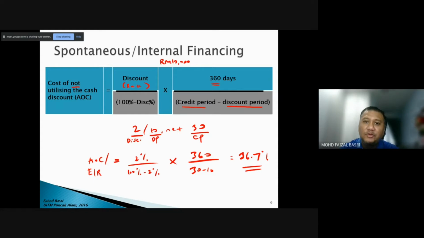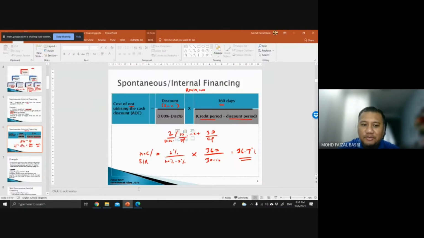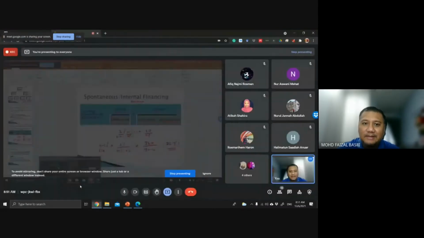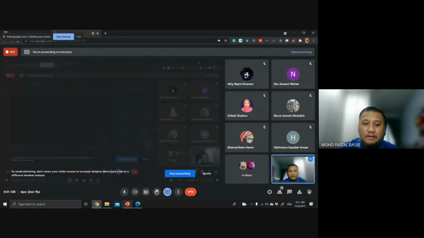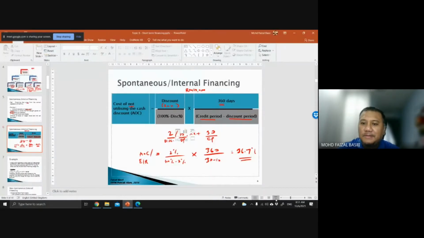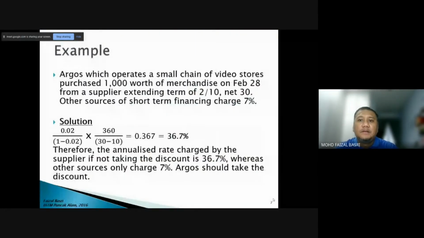Okay, if you use your own money and forgo the discounts, you are actually paying 36.7%. So that's internal financing or spontaneous, and that's why from the internal point of view, the source of financing from internal usually would be considered expensive. Okay, something like that.